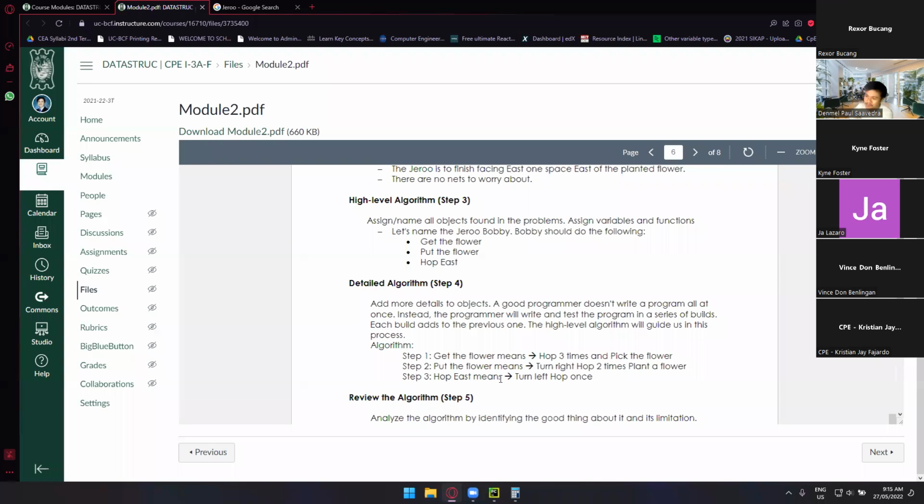Last one, hop east means turn left, and then hop once. So that's it for step 4.